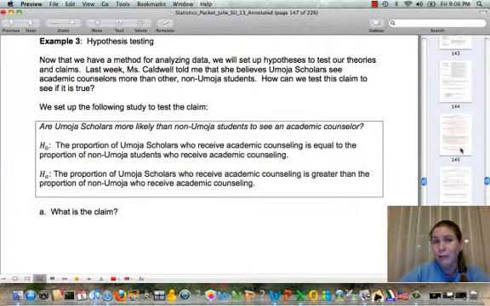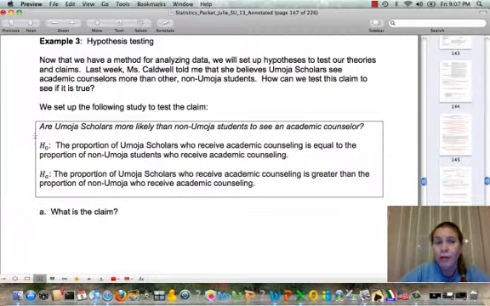So last week, Ms. Caldwell told me that she believes Umoja scholars see academic counselors more than other non-Umoja students. How can we test this claim to see if it's true? So we set up the following study to test the claim. So our question here is, are Umoja scholars more likely than non-Umoja students to see an academic counselor? So our two hypotheses are going to examine this claim.